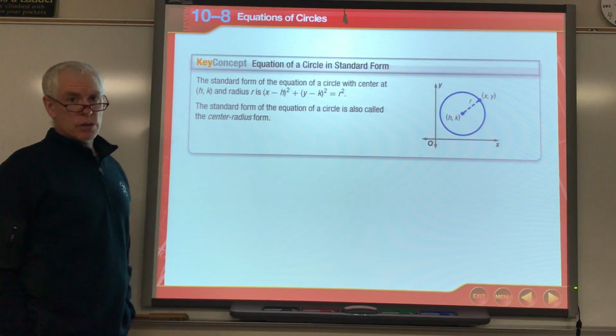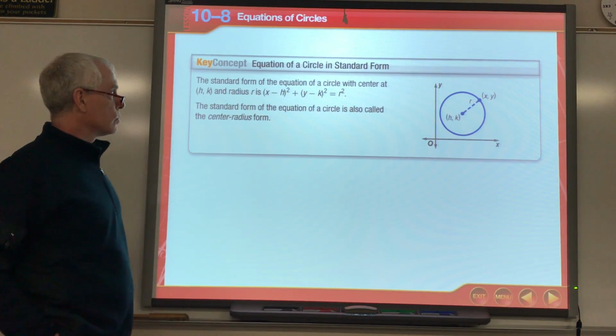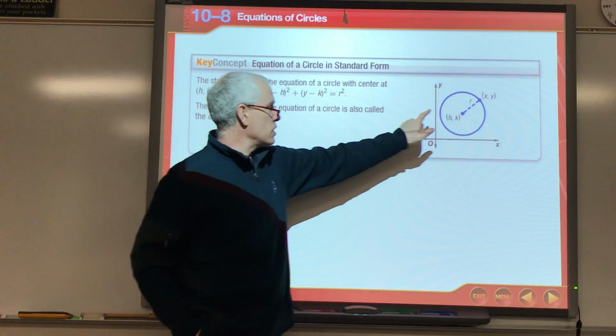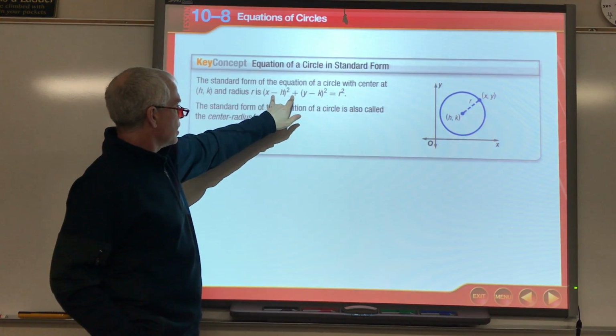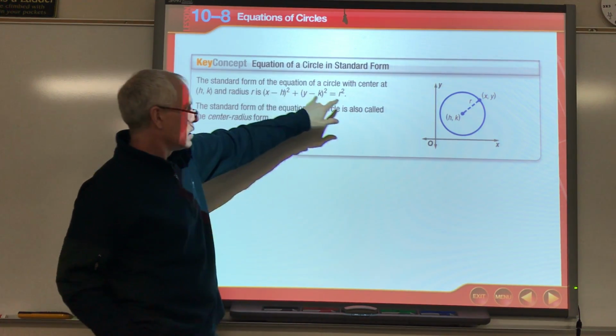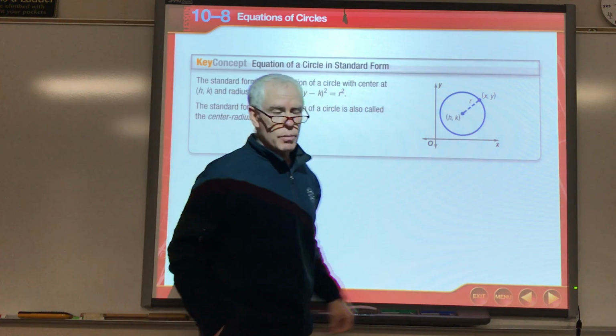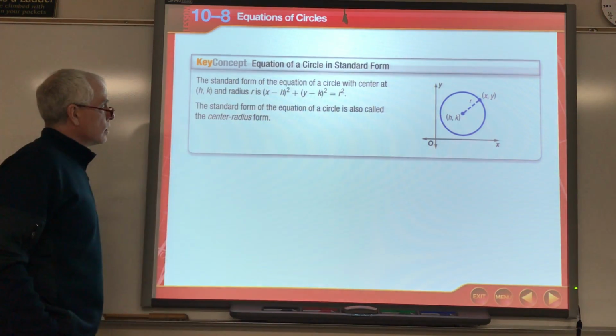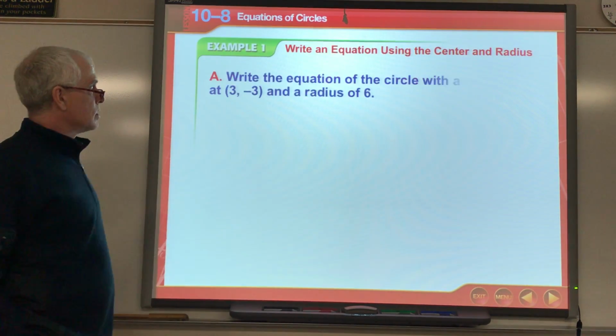Here's what you have to have down. So the standard form of the equation of a circle. If you're given a circle that has a center of (h, k), (x minus h) squared plus (y minus k) squared equals r squared, and of course r represents the length of the radius, okay? So let's look at a specific example here.